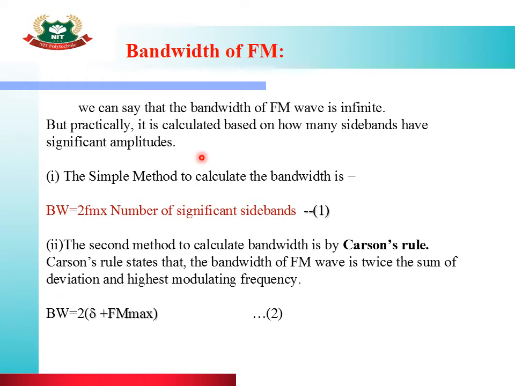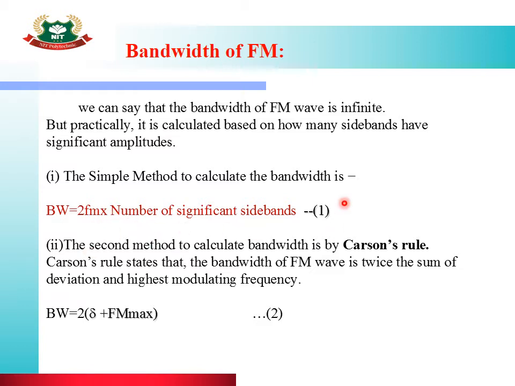अपन वैसे ही फ्रीक्वेंसी को भेजेंगे, जिसका एक पर्टिकुलर एम्पलीट्यूड रहेगा. So the simple method to calculate the bandwidth is, इसलिए एक सिंपल सा मेथड दिया गया है कैसे बैंडविड्थ को कैलकुलेट करना है. तो अपन कैलकुलेट करेंगे, बैंडविड्थ इक्वल्स टू 2FM. कैसे कैलकुलेट करेंगे? बैंडविड्थ इज इक्वल्स टू 2FM इनटू नंबर ऑफ सिग्निफिकेंट साइड बैंड.